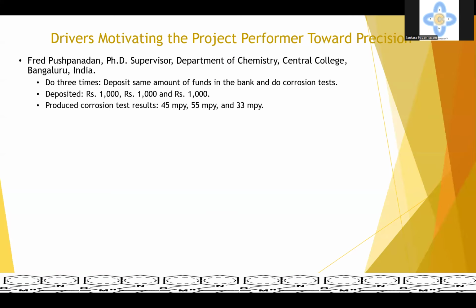But I was not comfortable showing the data that I obtained from the corrosion testing. I explained to him, look, professor, I didn't do something correctly. I got some variations. So let me redo the test. That's when Fred told me, look, depositing funds in the bank and doing corrosion tests are an entirely different ballgame. When you do corrosion tests, you have to be confident in telling that you did have some variation. That was the very first lesson I learned from my PhD professor.